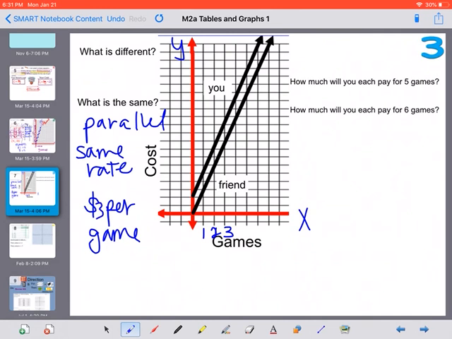What's different? That one of us is paying for shoes, so the starting point is different. On the y-axis, you have to start $2 higher than your friend because you have to pay for shoes.